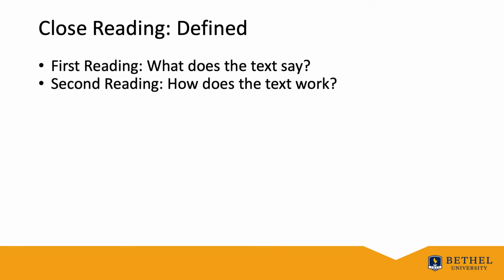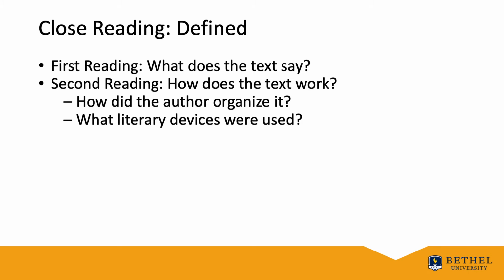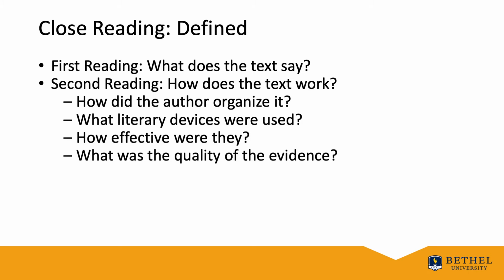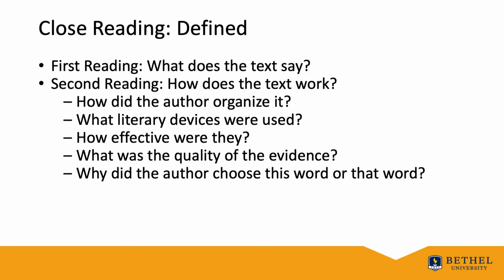The second reading focuses on how the text works. How is it organized? What literary devices were used? How effective were they? What's the quality of the evidence? If data were presented, how was that done? Why did the author choose this word or that word? And was the meaning of a key term consistent, or did it change across a text? Note that the second reading might be a complete rereading or just a reading of a subsection that is targeted due to certain components it contains.